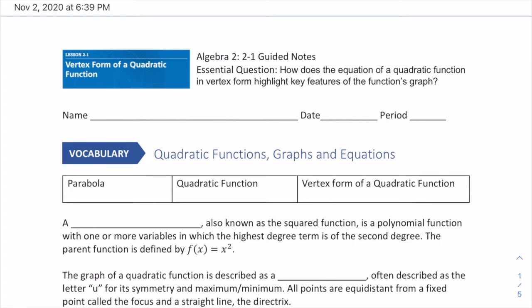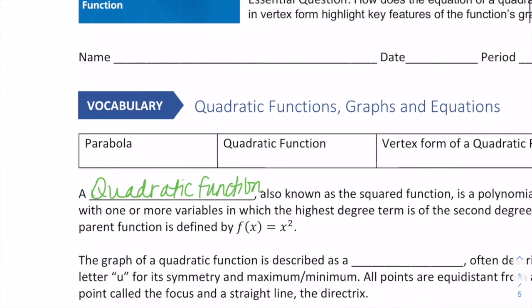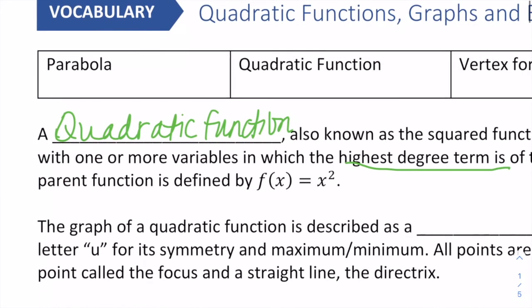So a little bit of the vocabulary before we get started. A quadratic function is also known as the squared function. And when we talk about squared, we're saying that the highest degree of the terms is going to be raised to the second degree. So the parent function is f of x equals x squared.